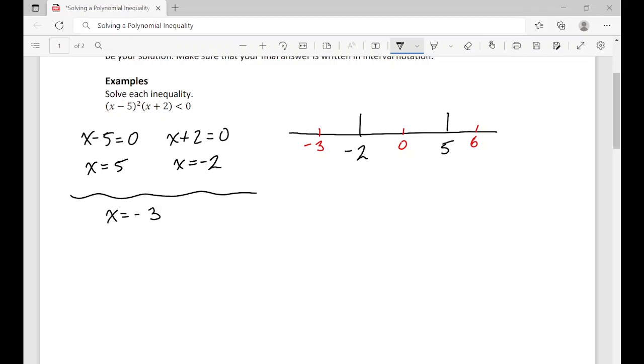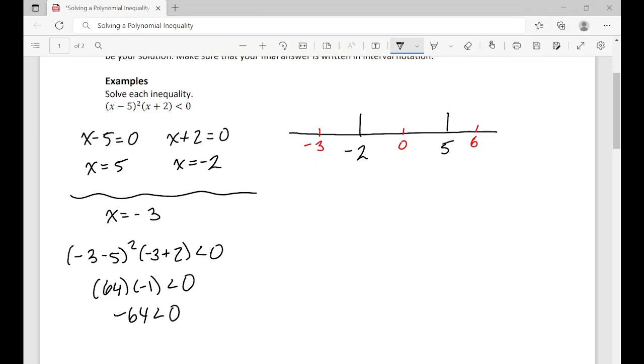So for the first one, x equals negative 3. We get (negative 3 minus 5) squared times (negative 3 plus 2) is less than 0, and we figure out if it's true or false. Negative 3 minus 5 is negative 8, squared is going to give me a positive 64. Negative 3 plus 2 is negative 1, so this is going to be negative 64 is less than 0. Is this true? It is. So everything on this side is true.